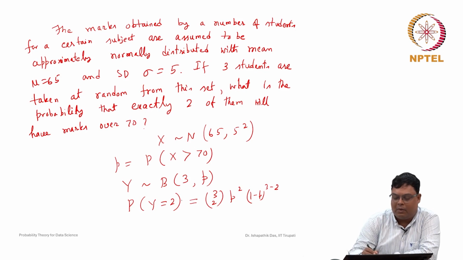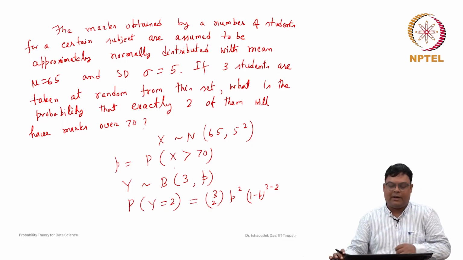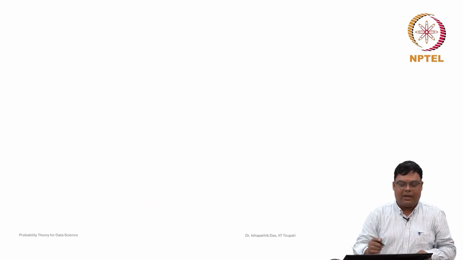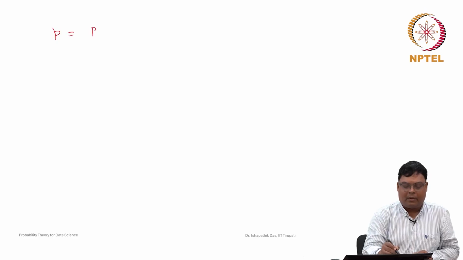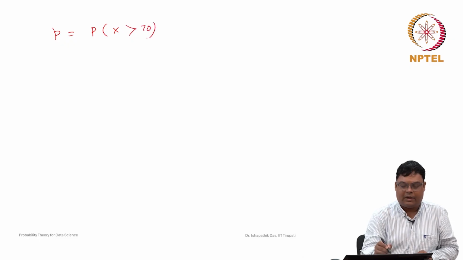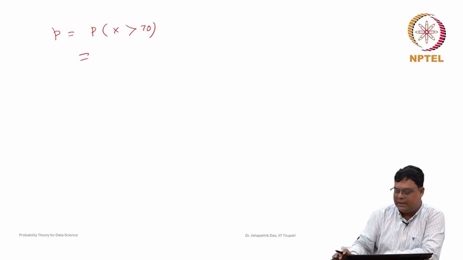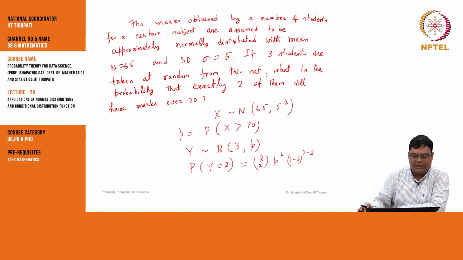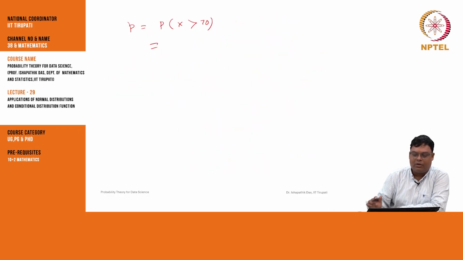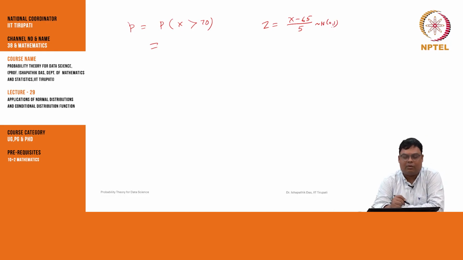For computing this probability, first we have to find the value of p. So let us find p first. p is equal to the probability that x is greater than 70. Because x has mean 65 and variance 5 squared, the standard deviation is 5. So z equals (x minus 65) by 5, which will be normal 0, 1. We will use the similar concept here.